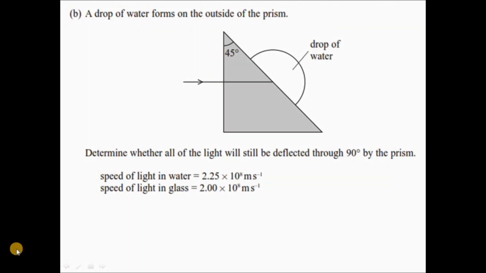Part B. A drop of water forms on the outside of the prism. Okay, this is the water drop. Determine whether all of the light will still be deflected through 90 degrees by the prism. Speed of water is 2.25 times 10 to the power 8. Okay, so in this case, remember, we are dealing with two different materials. Because light is coming from glass, I'm going to call glass material 1 or medium 1, and the water is medium 2.